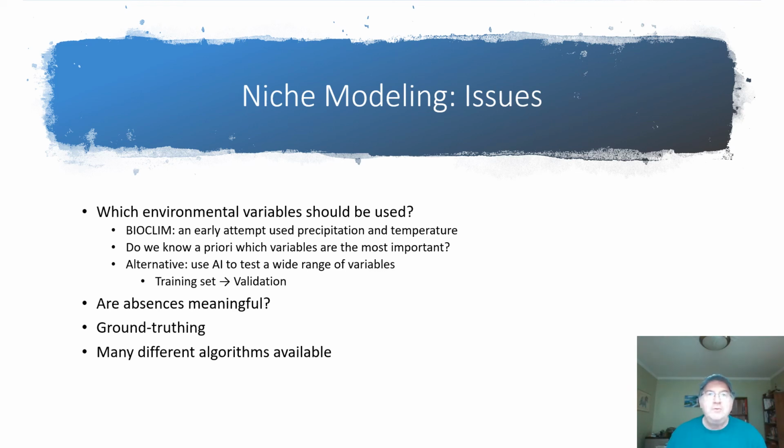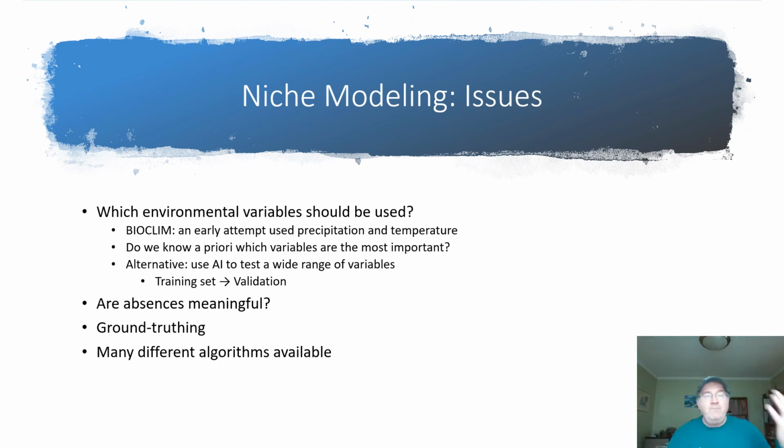There's no way I can tell you which ones are the important variables. One of the early modeling algorithms was something called BioClim. You can still use BioClim. There's an R library for BioClim, which basically used data only from precipitation and temperature. It was originally designed to look at snake distributions in Australia, but it's been widely used all over the world.